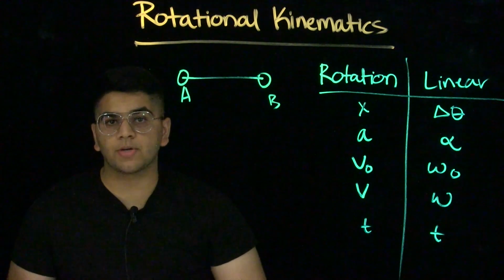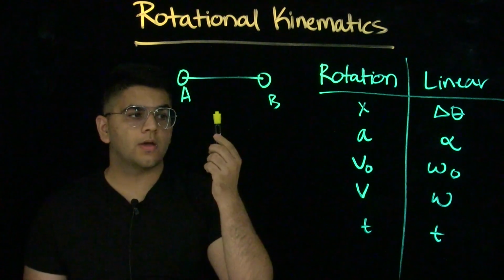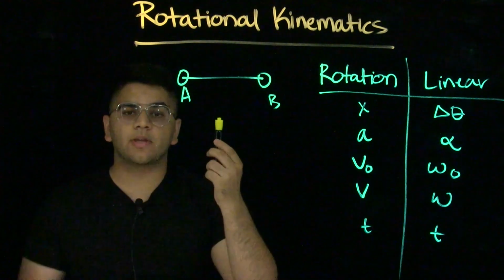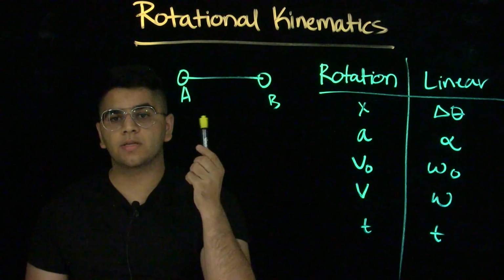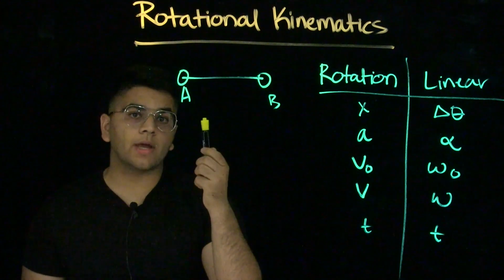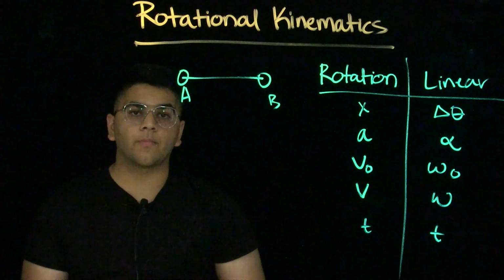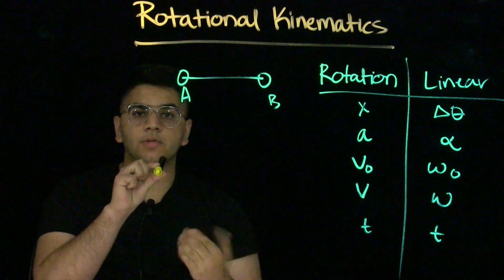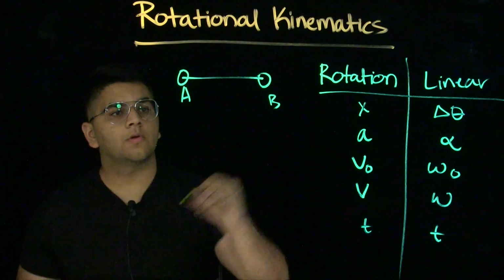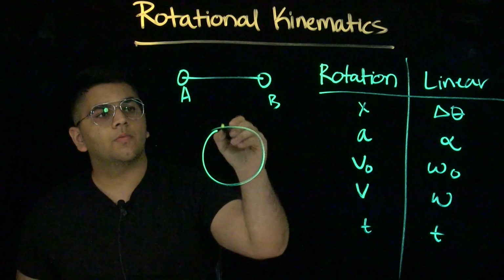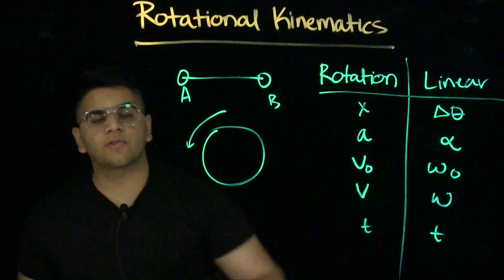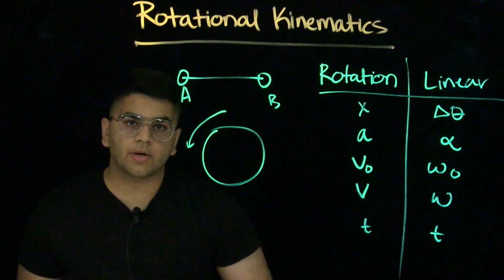So let's say we have an object like this marker, and there's an axis going through the center of this marker, and this marker is being rotated. How do we analyze motion of a rotating object like this? Now, if we could look at the picture from the top of the marker, we see the marker rotating in this direction.